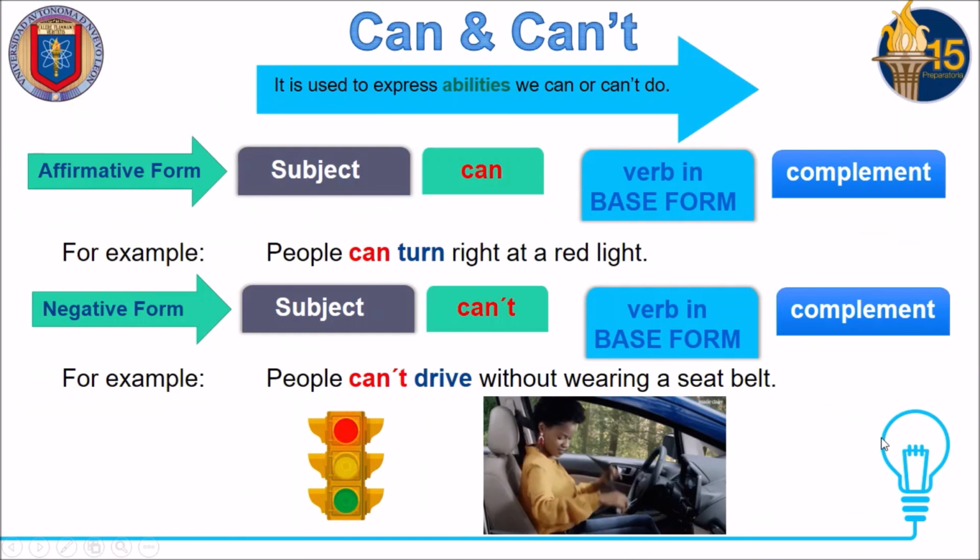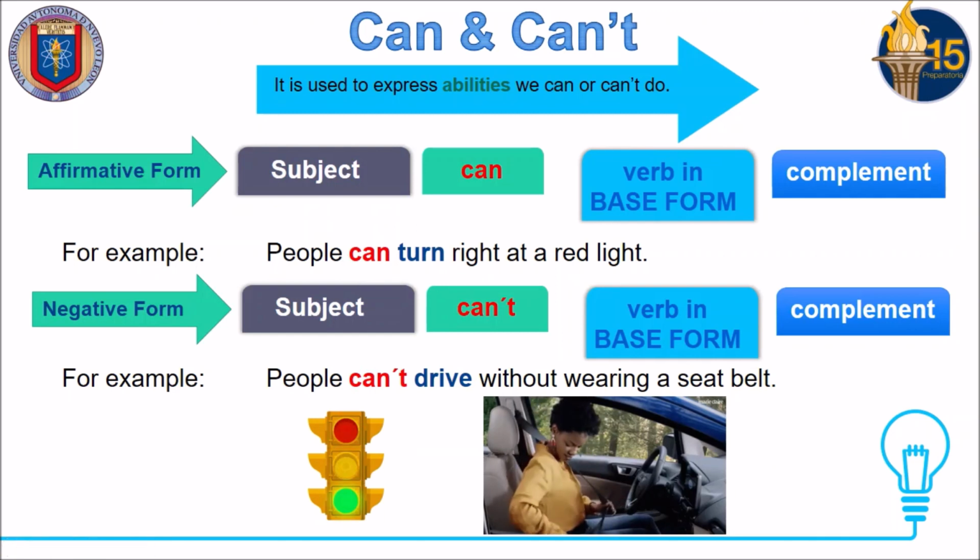With the road signs, you can use the topics can and can't, and this is to express abilities. In the affirmative form, you have the subject followed by can and the base form, the golden rule I mentioned. And you finish with the complement. So drivers can turn right at a red light. They can do this, obviously with caution. They need to be paying attention to all the things that are happening.